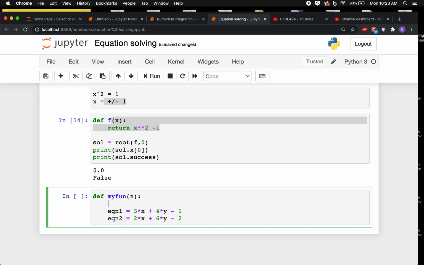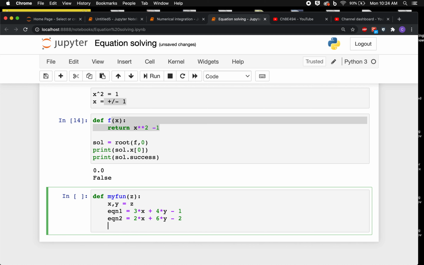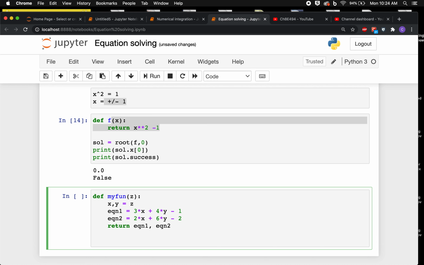And what I'm going to do is unpack the variables in z. So z is a vector, so in this case, it's going to be assumed to be a 2-dimensional vector, and I'm going to unpack the values into y and x. And then I'm going to return equation 1 and equation 2. Now I could have equivalently done this as, let's do my fun 1 of z.